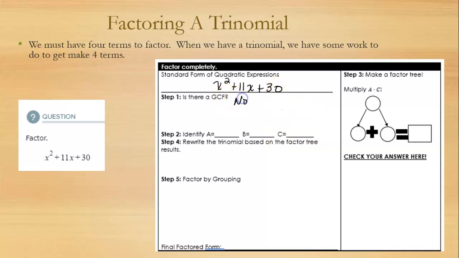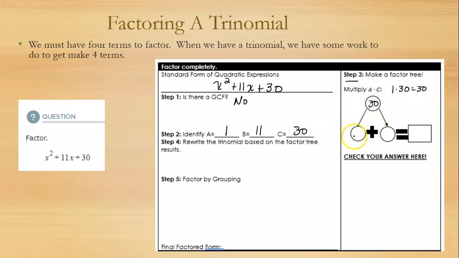You should have said no, there is no GCF. There's nothing that 1x squared and 11x and 30 can all be divided by. And you should have identified A as 1, B as 11, and C as 30. Then you're ready for step 3. Step 3 is where we multiply A times C, so 1 times 30 is 30.